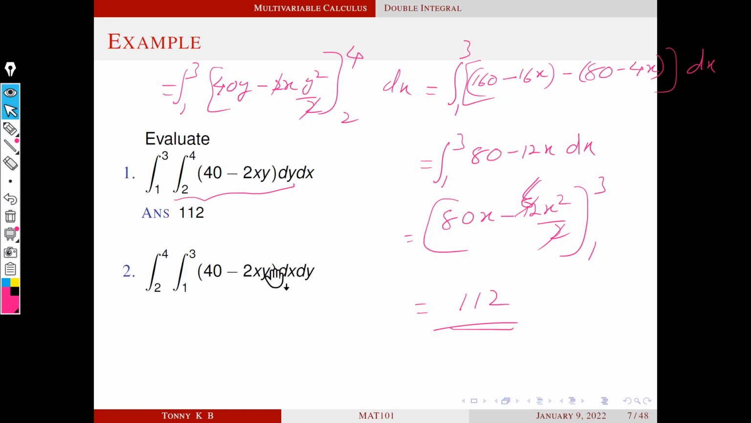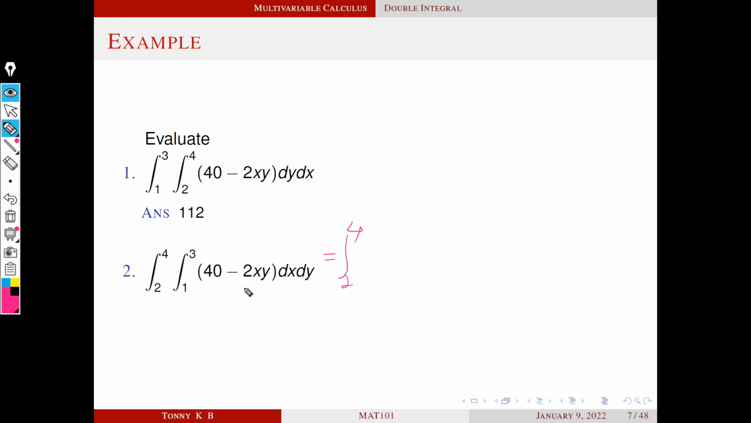Next we consider the same problem, 40 minus 2xy. Only difference is we change the order of integration. Okay, here we first integrate with respect to x from 1 to 3, then with respect to y. And what is the corresponding change in this integration? Okay, you can easily integrate in same fashion. That means first you integrate with respect to x by treating y as a constant.